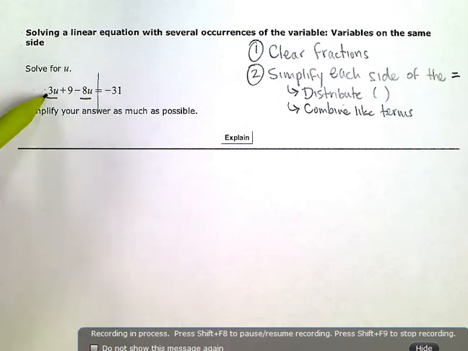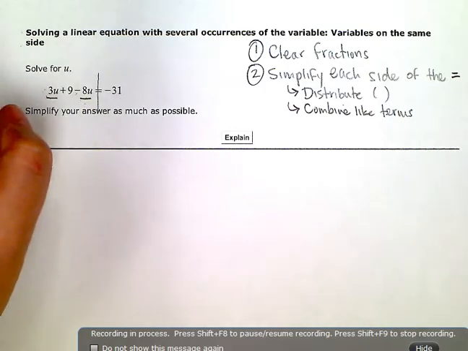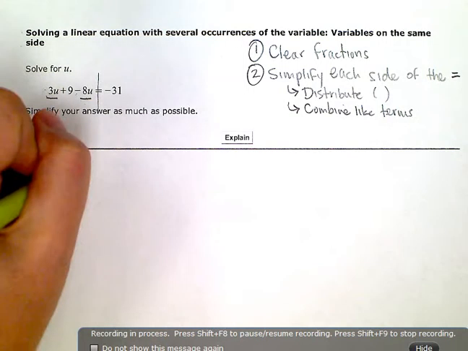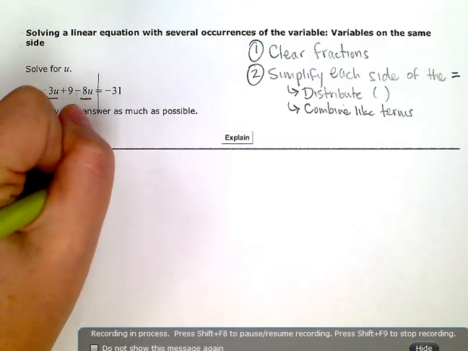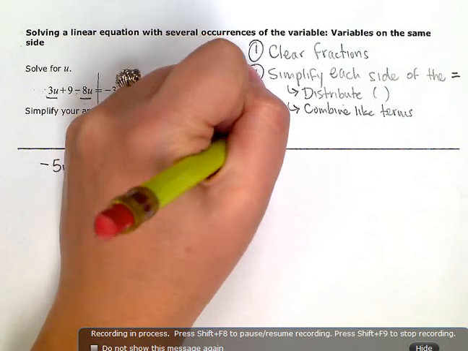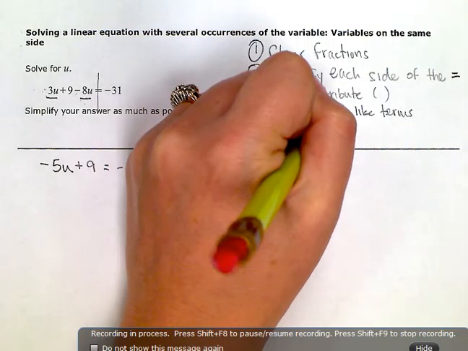So 3u's minus 8u's, or if I have 3u's but then I lose because of the subtraction 8, that means I have lost 5 more u's than I had to start with. And then I have my constant term. Equals negative 31 on the other side. And once I've simplified each side, then we're going to isolate the variable.